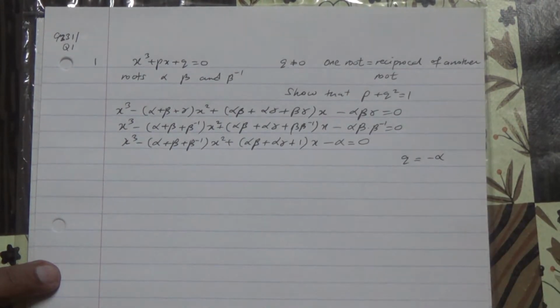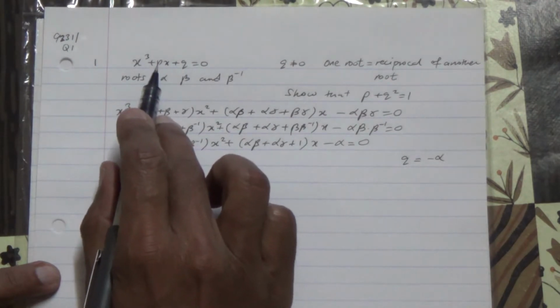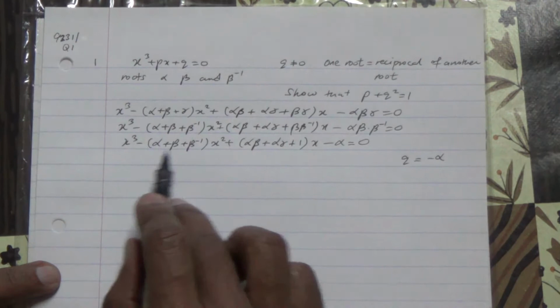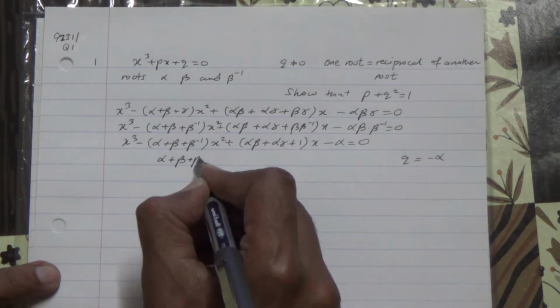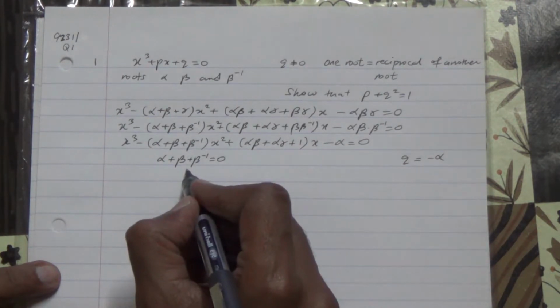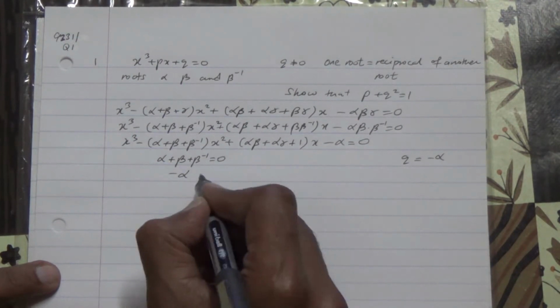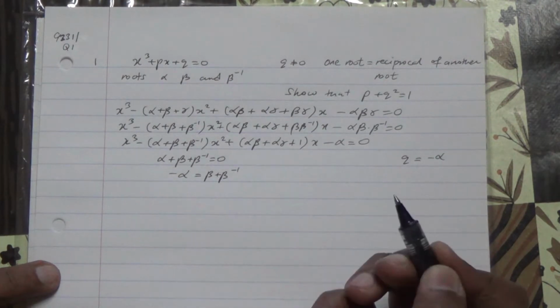And where do we go from here? Now we know there's no term of x squared here, so the coefficient of x squared is equal to 0. So that means all of that here is going to be equal to 0. And what do we make of that? If this is equal to 0, then negative alpha is equal to beta plus beta inverse.